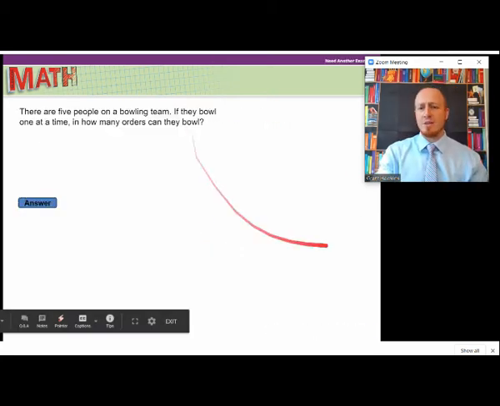So let's look at our first example. I love this laser, guys. Babe, look at this laser.